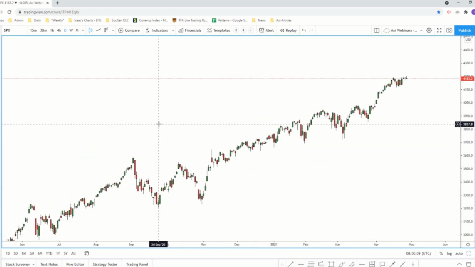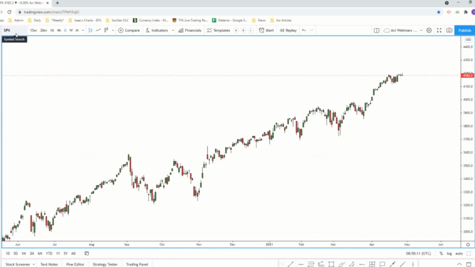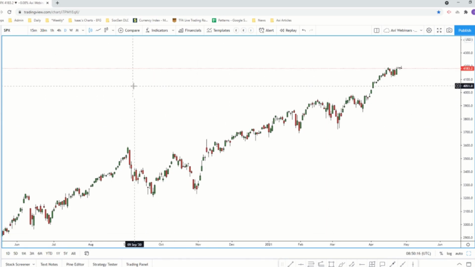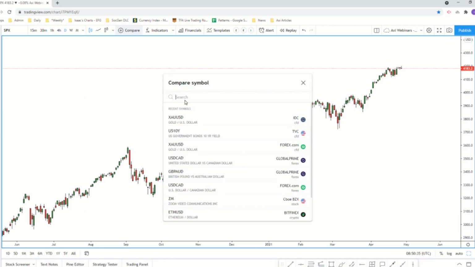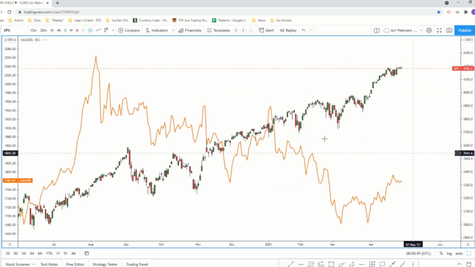So now I have the S&P here, and I want to look at how correlated it is to gold, for example. All I have to do on TradingView is you see this small button at the top that says compare. You click on it and you can just type the ticker code. Over here, I have XAU USD. I can just take new price scale, and what it does is it overlays.